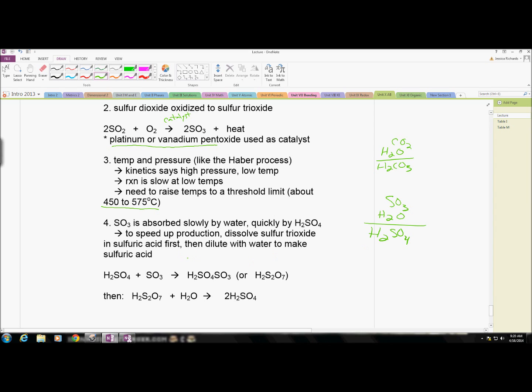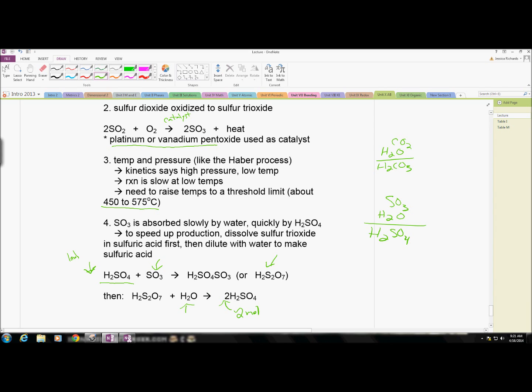So what they do instead, and this is where it gets a little weird, sulfuric acid absorbs this sulfur trioxide quickly. So to make sulfuric acid, they start with sulfuric acid, add it in, and we get this weird in-between molecule, and then dilute it down with some more water. So for every 1 mole of sulfuric acid, we make 2 moles of sulfuric acid.